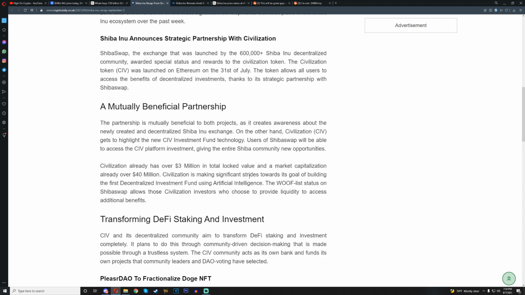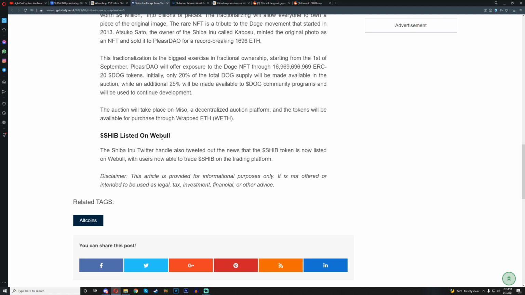Civilization is making significant strides towards its goal of building the first decentralized investment fund using artificial intelligence. The WOOF list status on ShibaSwap allows those Civilization investors who choose to provide liquidity to access additional benefits. Also guys, Shiba Inu is listed on Webull. The Shiba Inu Twitter handle also tweeted out the news that the SHIB token is now listed on Webull, with users now able to trade SHIB on the trading platform.